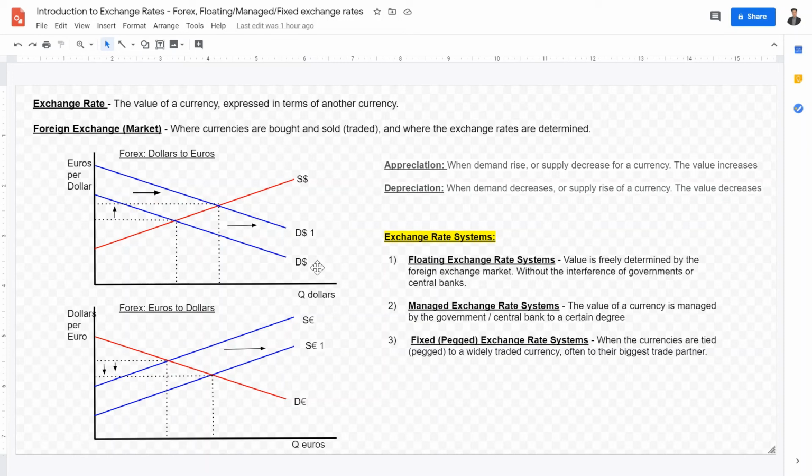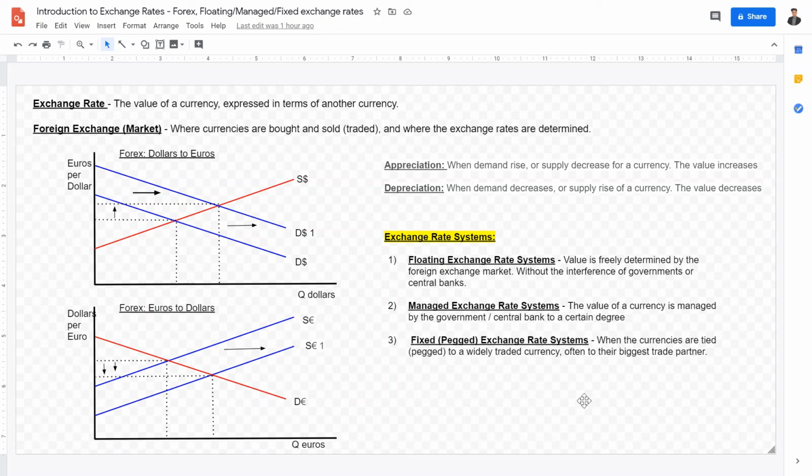That's just one of the many Forex systems. There are basically three Forex systems that we're going to be looking at: the floating exchange rate system, the managed exchange rate system, and the fixed, or what we call the pegged, exchange rate system. The floating exchange rate system is when the value of a currency is freely determined by the Forex market without interference of the government or the central bank.